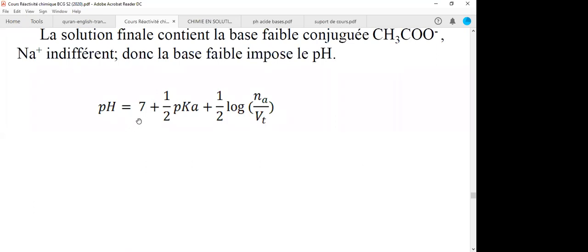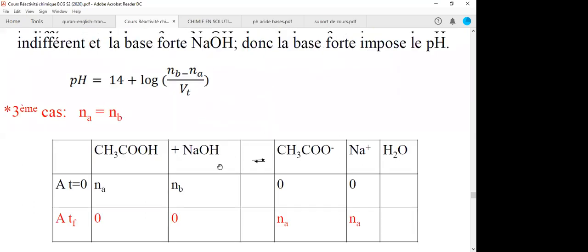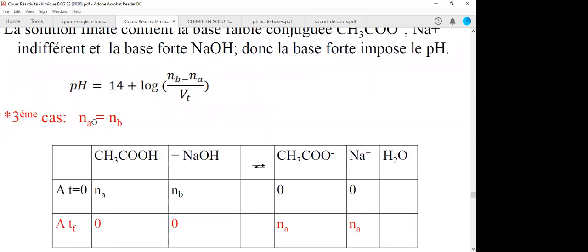pH is given by 7 plus 1 over 2 pKa plus 1 over 2 log of what? Log of the concentration of this base. So what is the concentration of this base conjugate? Concentration of the base conjugate is equal to number of moles of the acid divided by volume total. Or instead of writing number of moles of acid, you can also write number of moles of the base divided by the volume total. Why can we write either? Because they are equal. Number of moles of the acid is equal to number of moles of the base.